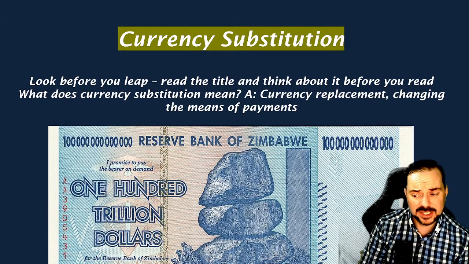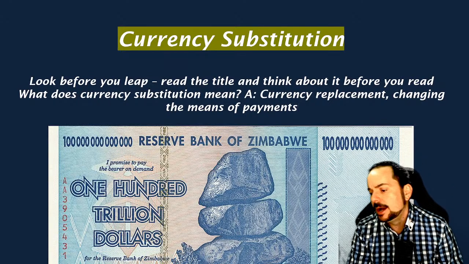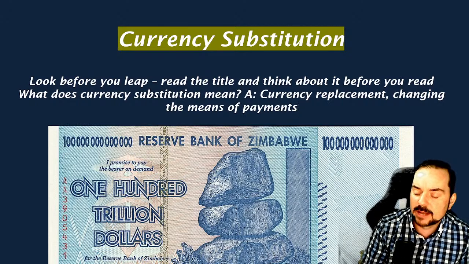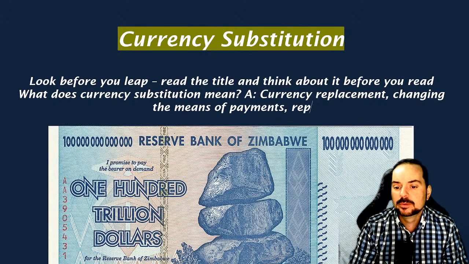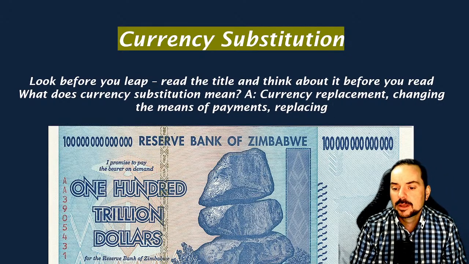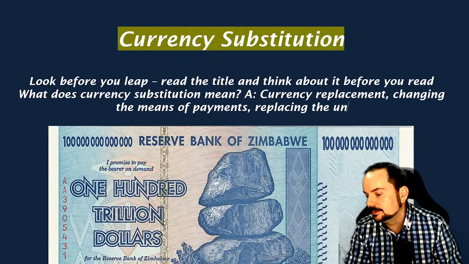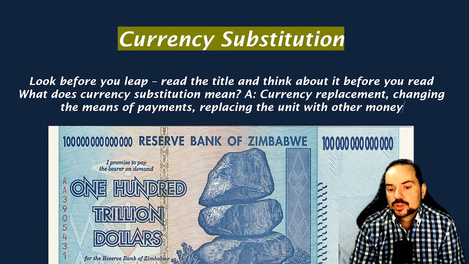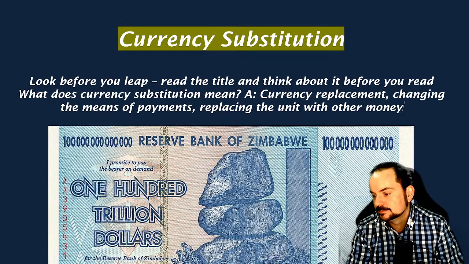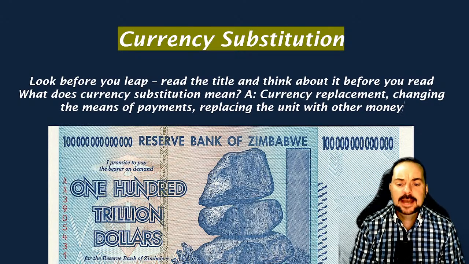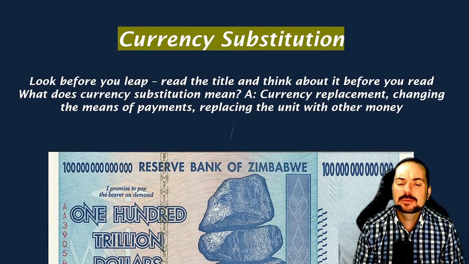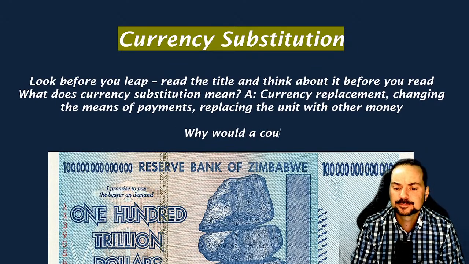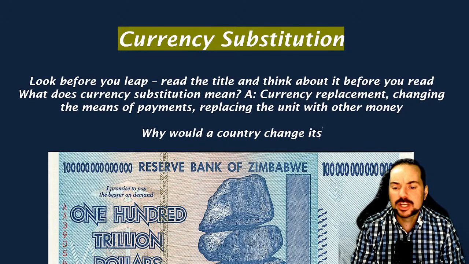Ate says it's currency equivalence. I'm not sure what you mean by that. Tatiana says replacing monetary unit of the national bank with some other money. Okay, so replacing the unit with other money. Sure, I'm just simplifying, Tatiana. Why would anybody do that? Why would a country change its money system?